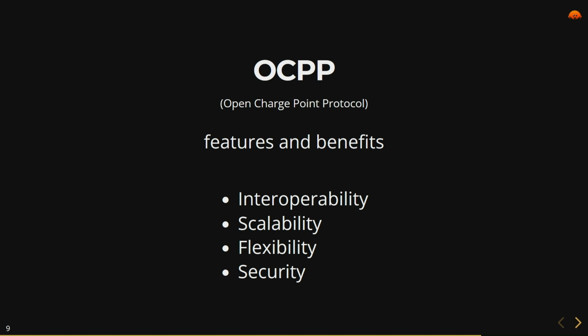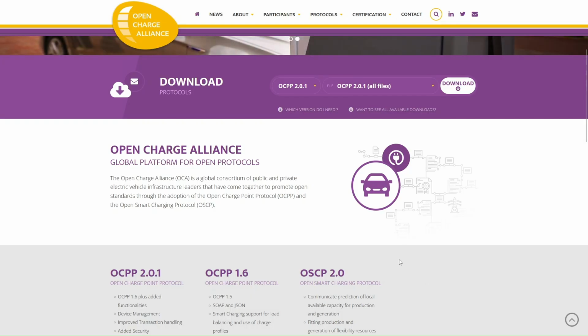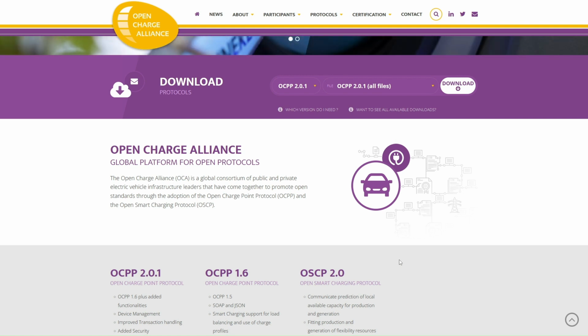So both OCPP and ISO 15118 play an important role in establishing standardized communication and interoperability in the EV charging ecosystem. They promote a seamless charging experience, facilitate the growth of charging networks, and enable advanced functionalities like vehicle-to-grid and smart charging optimizations. Smart charging systems play a crucial role in the adoption and growth of electric vehicles.